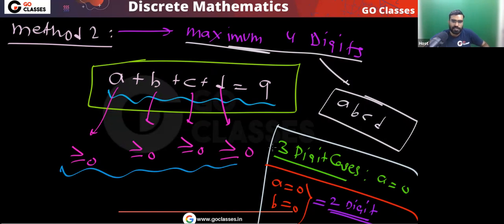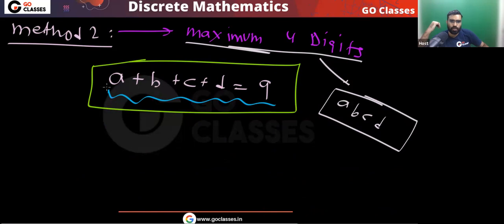Now remember, we have considered everything. 3-digit cases we have considered. You can make a equal to 0, and you will get 3-digit cases. a, b equal to 0, you will get 2-digit cases. a, b, c equal to 0, you will get 1-digit cases. So you are getting all the cases. Do you agree with me? In this method too, you are getting all the cases. Every case you are getting.